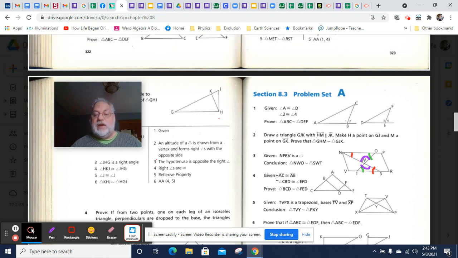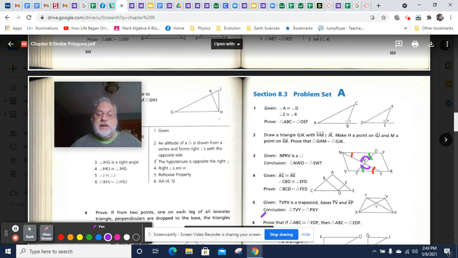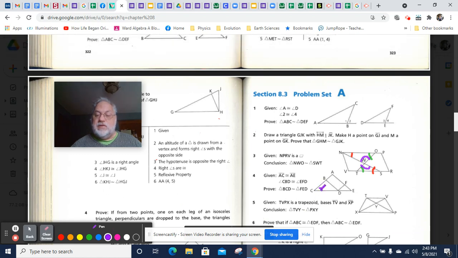And the number 4, we've got AC is congruent to AE, which is telling us that ACE is an isosceles triangle. We've also got CBD is congruent to EFD. All right, so we can say very quickly that we'll be able to prove that these angles are congruent based upon it being an isosceles triangle, and we've been given that this angle and this angle are congruent, so you've got angle-angle, and that'll do the job for that as well.